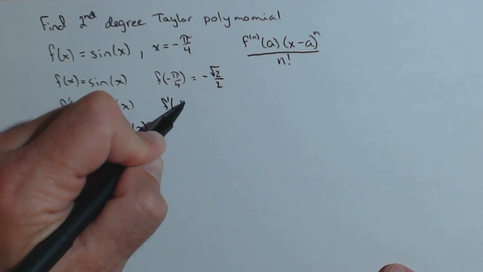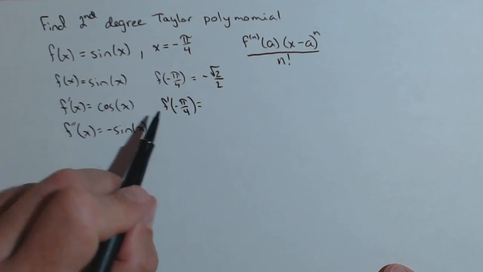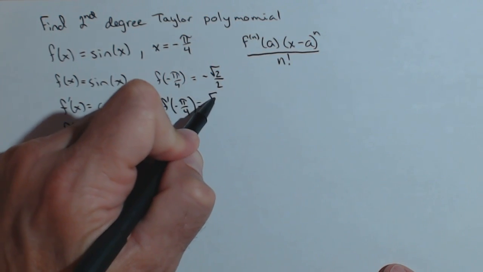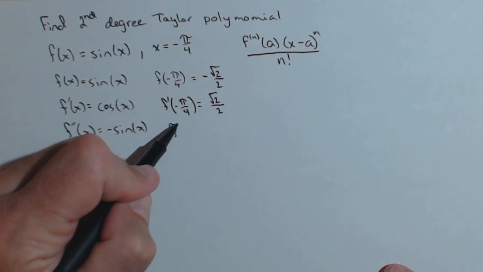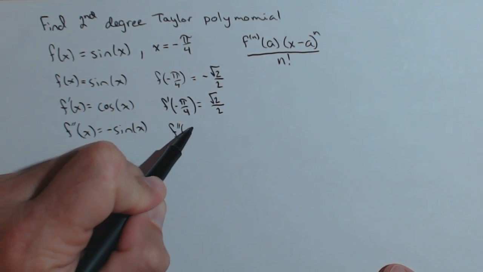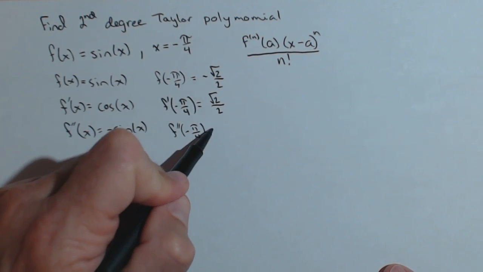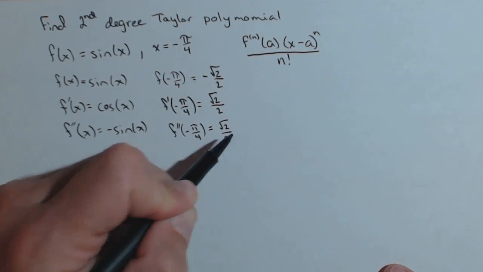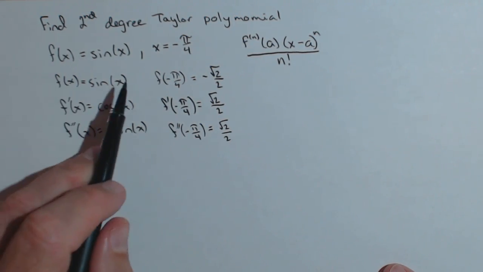F prime of negative pi over 4. Cosine in the fourth quadrant is positive, so that becomes a positive root 2 over 2. And f double prime of x, which is negative sine. Well, before it came out negative when it was positive sine, so it's going to be a positive root 2 over 2 here. Now, we just go right into putting this thing together.